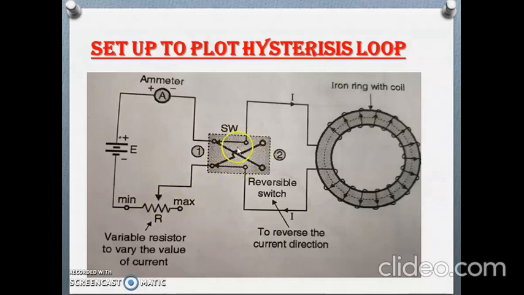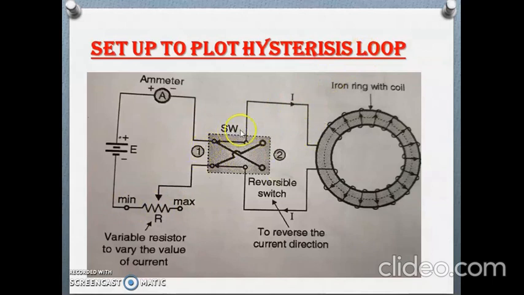Then we have a special switch which is called the reversible switch. There are two positions here. One position is here, and this is the second position. Firstly we will connect this switch in the first position, and we will increase the current with the help of this. To increase the current, the resistance should be decreased. We first keep this terminal at the maximum position and then reduce to minimum, so that the current increases from 0 to maximum, when the switch is in the first position.